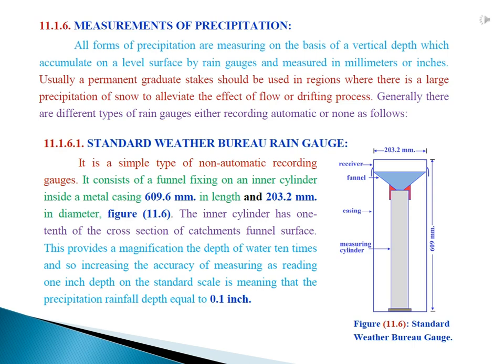1. Standard Weather Bureau rain gauge. It is a simple type of non-automatic recording gauge, as shown in front of you, my dear, in the enclosed figure.